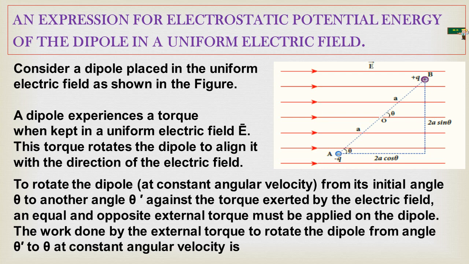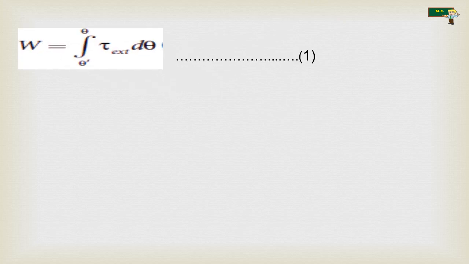Now the work done by the external torque to rotate the dipole from angle theta dash to theta at constant angular velocity. Students, remember W is the work done by the external torque, and it is to rotate the dipole from the angle theta dash to theta. So we integrate from theta dash to theta, tau external into d theta. Let's take this as equation number 1.